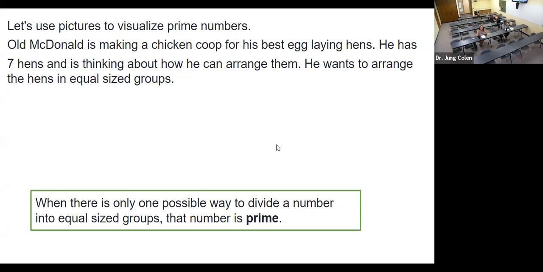So let's think about this situation. Old MacDonald had a farm, okay? And Old MacDonald is making a chicken coop for his best egg-laying hens. He has 7 hens, and he's thinking about how he can arrange the hens. He wants to arrange the hens in equal size groups. So can you think about how Old MacDonald can arrange the hens? Any ideas?